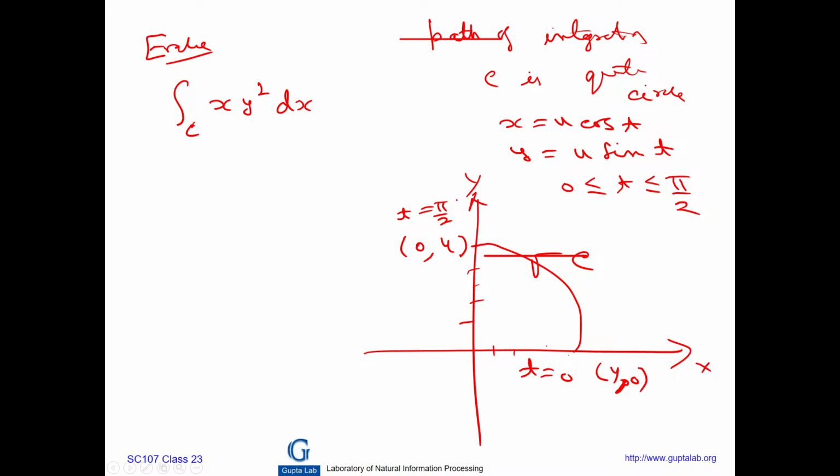So this is a quarter circle. x is defined by 4 cos t and y is equal to 4 sin t. t varies from 0 to pi by 2, that is the parameter. So it is a quarter circle from here to there. t equal to 0 will give you 4 comma 0, and t equal to pi by 2 will give you 0 comma 4. Along this curve you have to find the line integral. Because the parametric representation is given, it is very easy to compute.